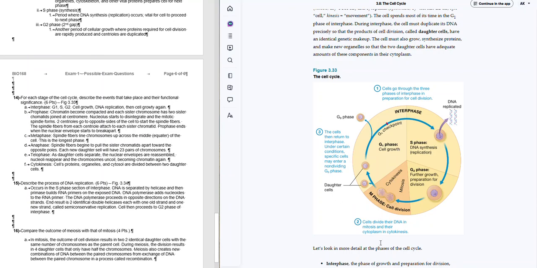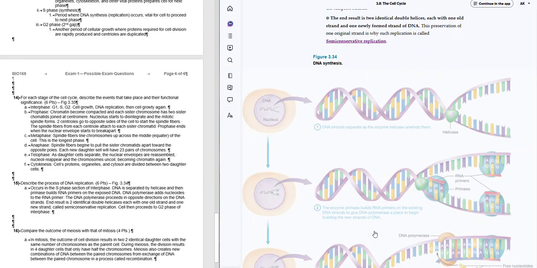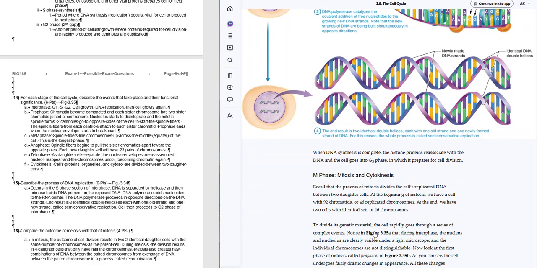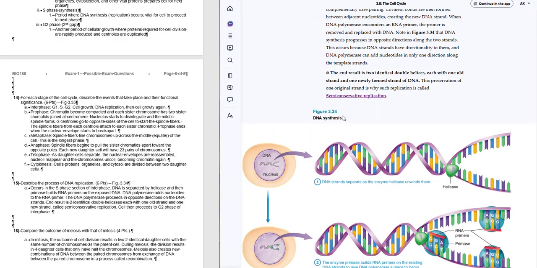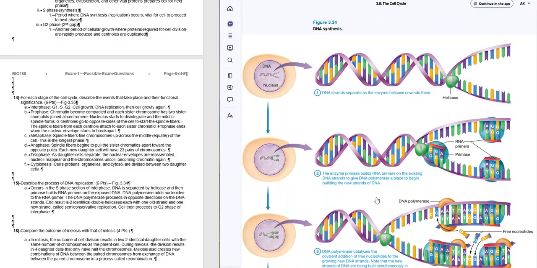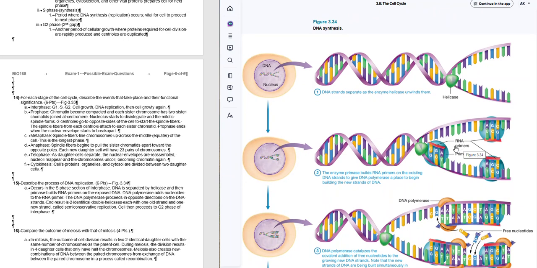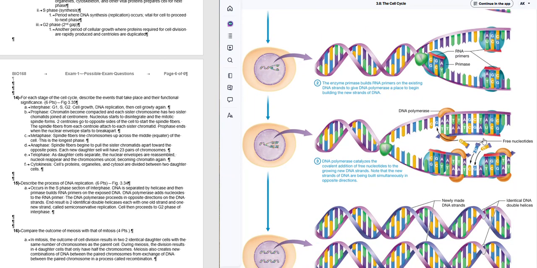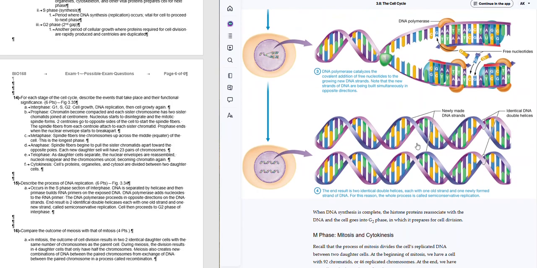And then with questions 14 and 15, DNA synthesis is described in figure 3.34. Helicase unwinds, primase lays down the primer, DNA polymerase comes in, lays down the nucleotides, and goes along both strands. We have a leading and lagging strand, and at the end, your 2 new strands are semi-conservative. So it's semi-conservative replication, where each new molecule is made up of 1 old strand and 1 new, and you have built-in proofreading with that. So that's question 15, figure 3.34.